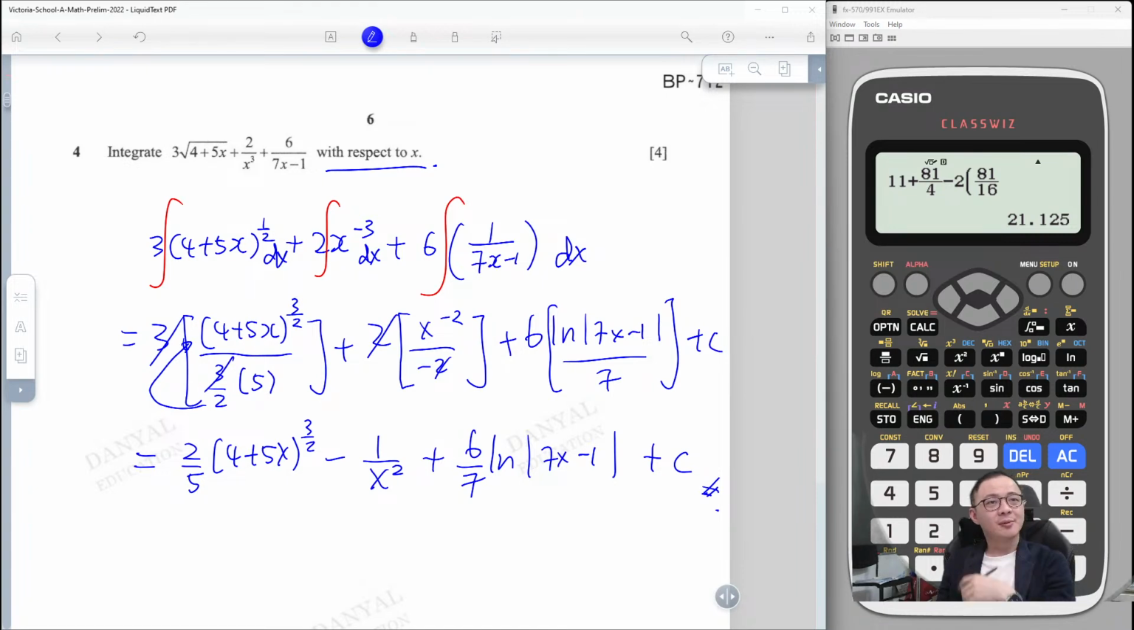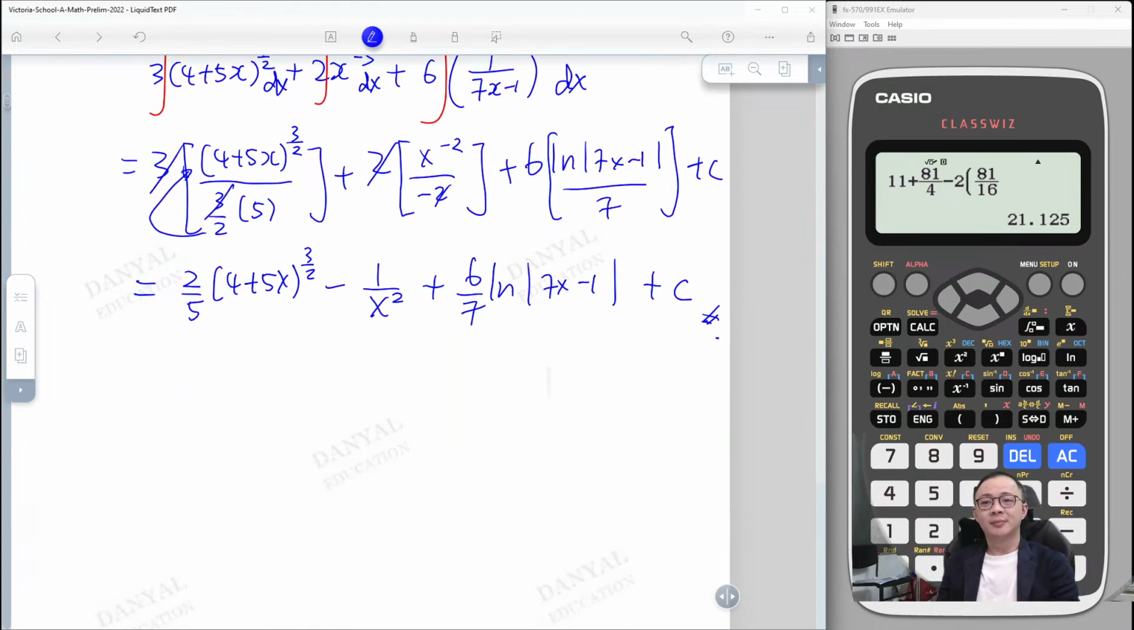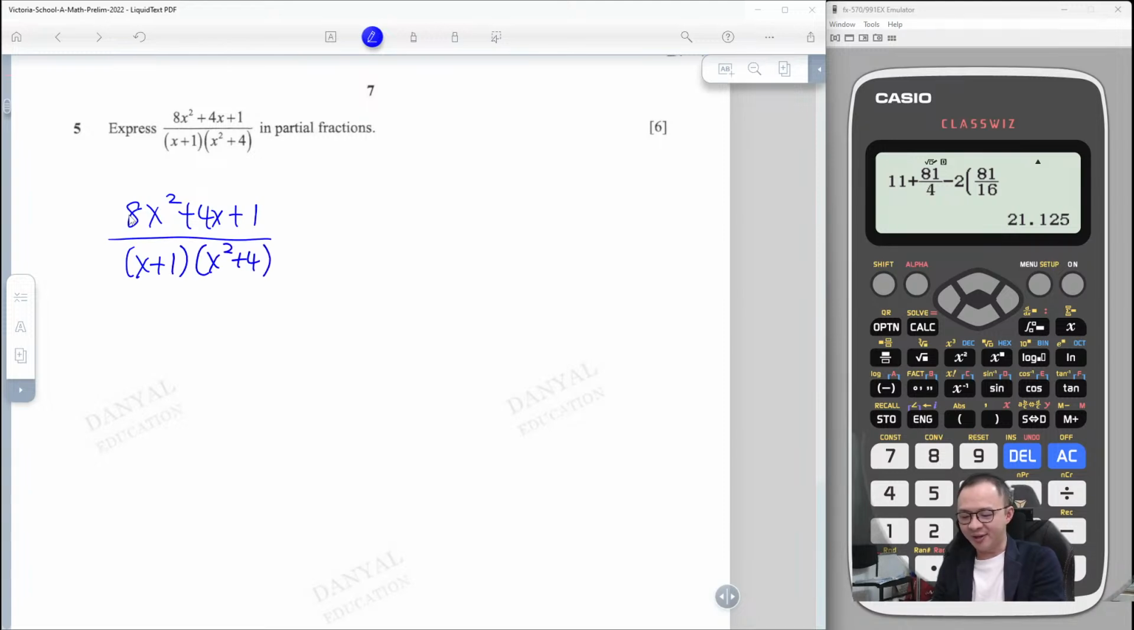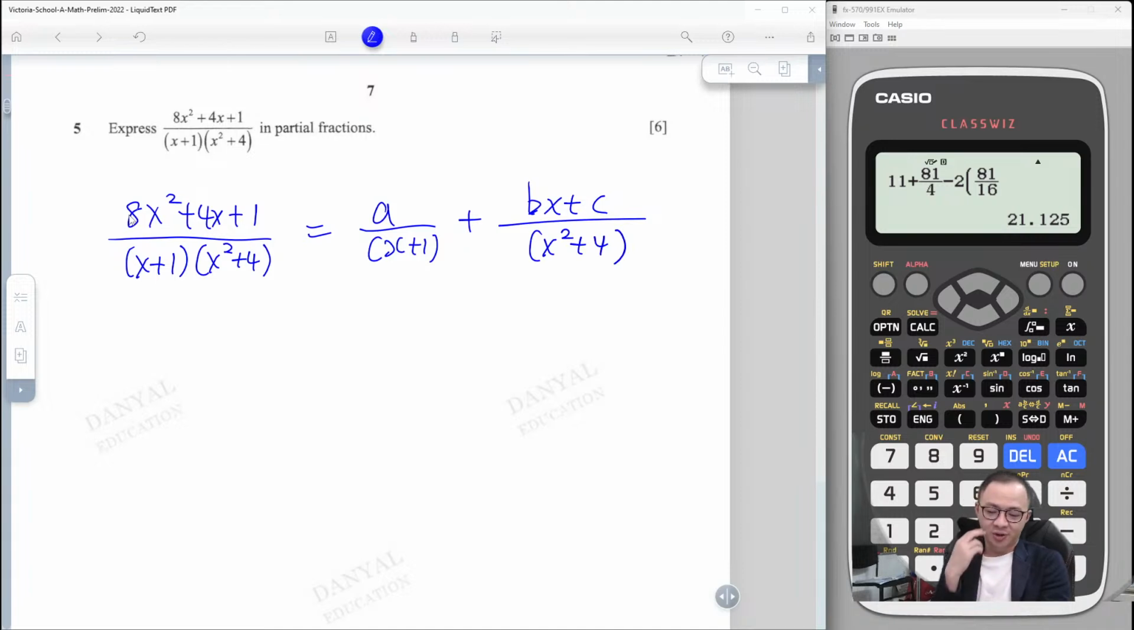Okay, then we go to the next paper, partial fraction. Oh my god, a long time never touched partial fraction. Okay, let's do this one. This is x plus 1. This power 2 is inside the bracket. So I guess I should get something like this, x plus 1. This one should be bx plus c, right? Yeah, because it's power 2. Yeah, the numerator power must be smaller than the denominator power.